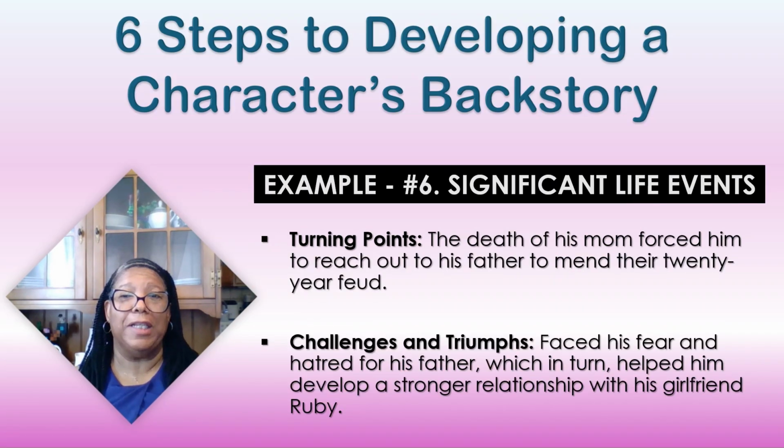Daniel's turning point was the death of his mom. It forced him to reach out to mend the 20-year feud that he had with his father. His challenges and triumphs were that he had to face his fears of hatred for his father, and that in turn helped him to develop a stronger relationship with Ruby.